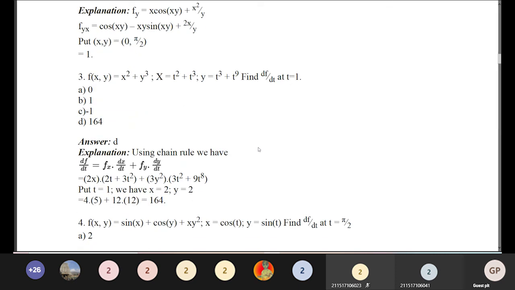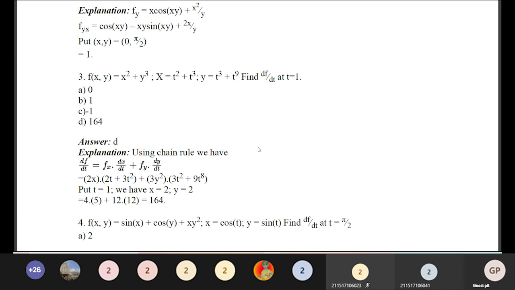Next problem: f of x comma y, and x and y are functions of t. So we have to do total differentiation, that is, we have to follow the chain rule. Shall I do that problem there? You understand? Problem number 3. Okay, the fourth problem is also a similar problem.